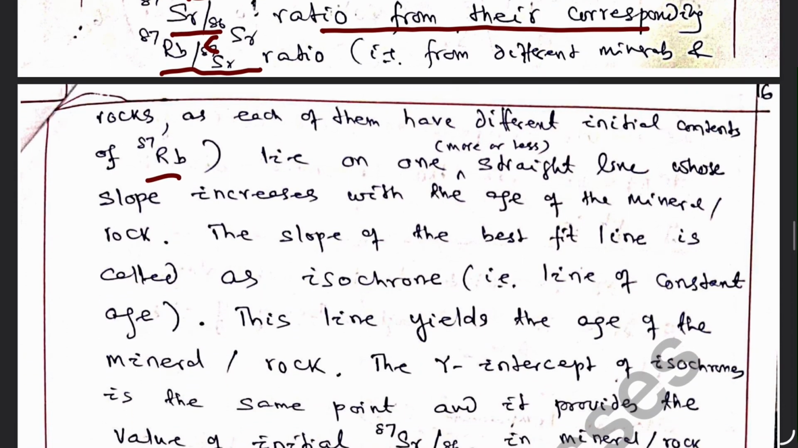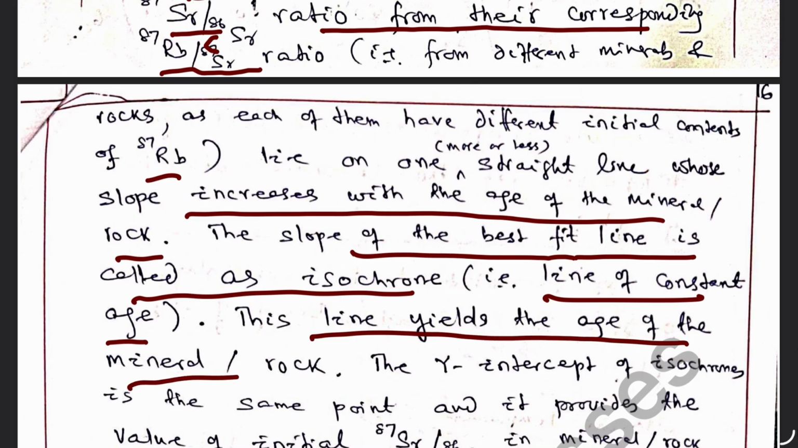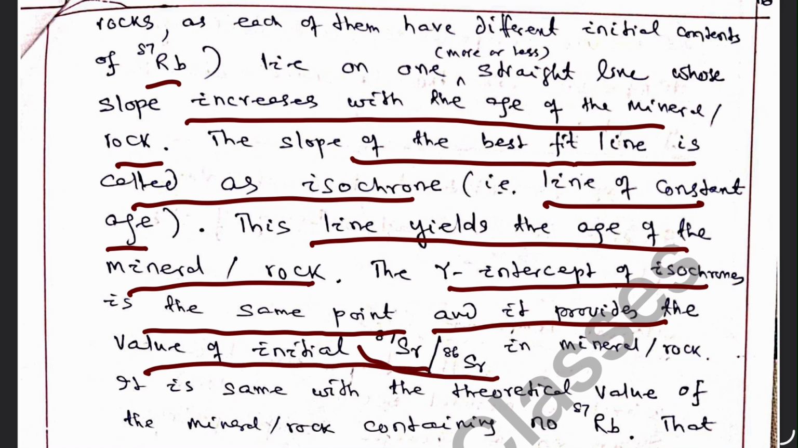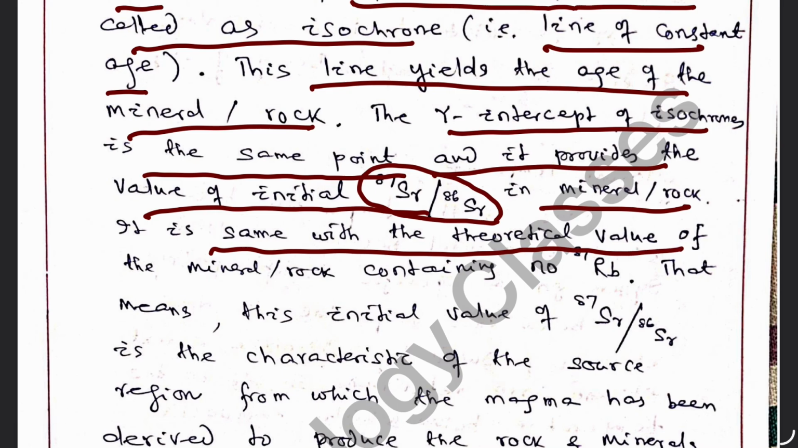So they lie in one straight line, which gives the isochrone. The slope increases with the age of the mineral or rock. The slope of the best fit line is called the isochrone, or the line of constant age. This line yields the age of the mineral or rock. The y-intercept of the isochrones is the same point, and it provides the value of the initial strontium 87 to strontium 86 in the mineral or rock, or it is the D0. It is the same as the theoretical value of a mineral or rock containing no rubidium 87.